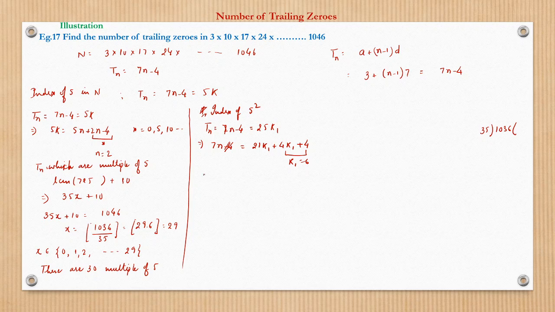So Tn, which are multiples of 25, that is given by LCM of 7 into 25, plus we will substitute k1 is equal to 6 in the equation. So 25 into 6 is 150. So this we can write as 175y plus 150, right? And this we will equate to the last term to find the value of y.